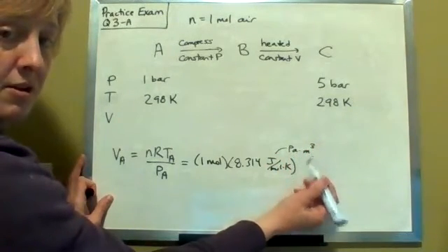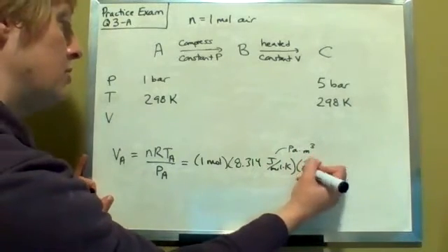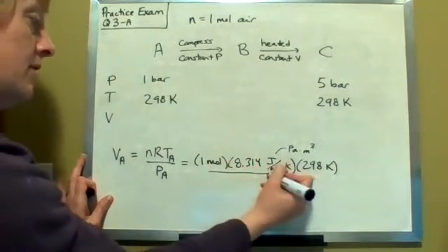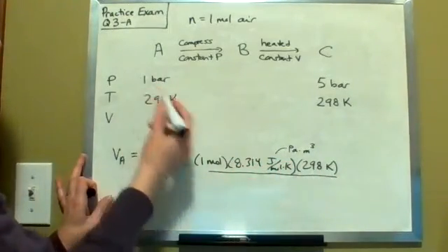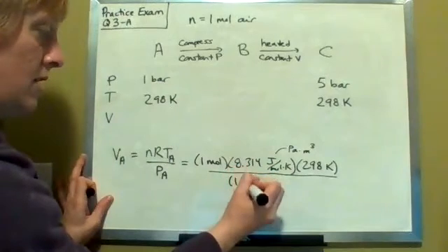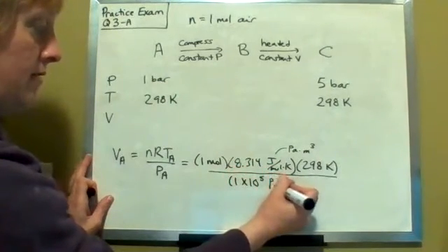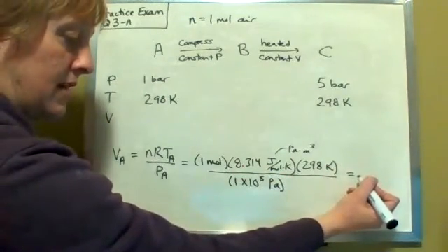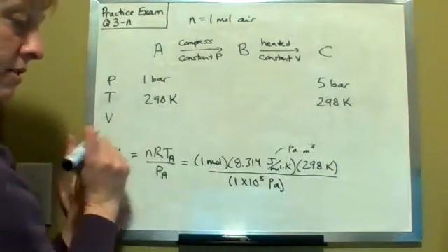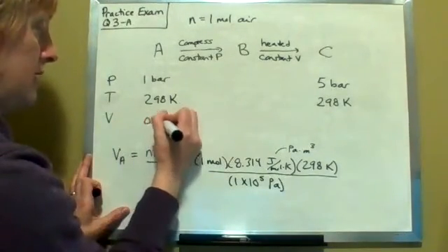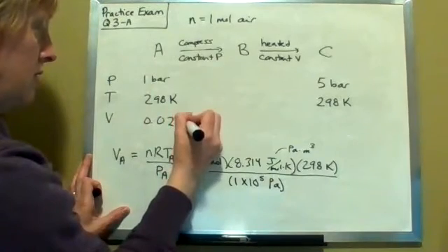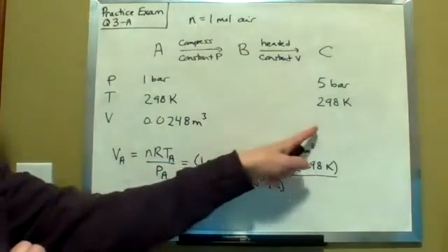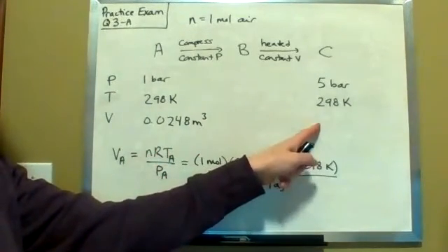So there's your pressure and there's your volume. Our temperature is 298 Kelvin, and all of this over our pressure, where 1 bar is equal to 1 times 10 to the 5 pascals. So the volume that you end up with in this case, which I'll just write the answer up here, is 0.0248 meter cubed.